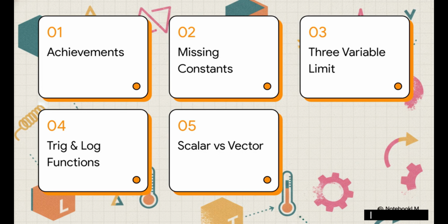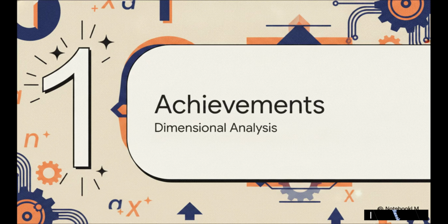Okay, let's dive into this roadmap. Today we're going to cover, first, the achievements of dimensional analysis. Second, its failure to identify constants. Third, the three-variable limit. Fourth, we'll look at trigonometry and log functions. And fifth, the mystery of scalar versus vector quantities. Kicking things off with Section 1, the achievements of dimensional analysis.